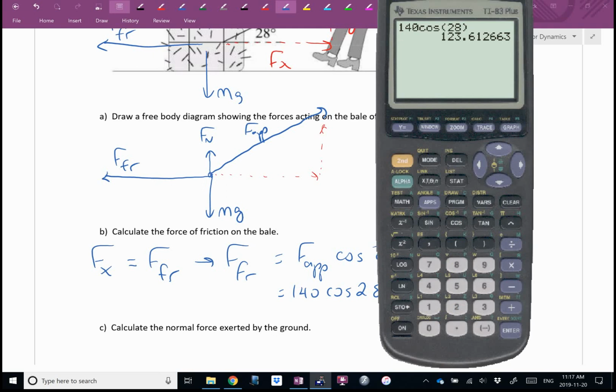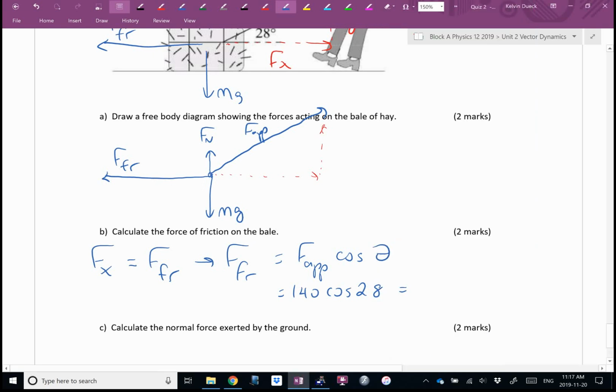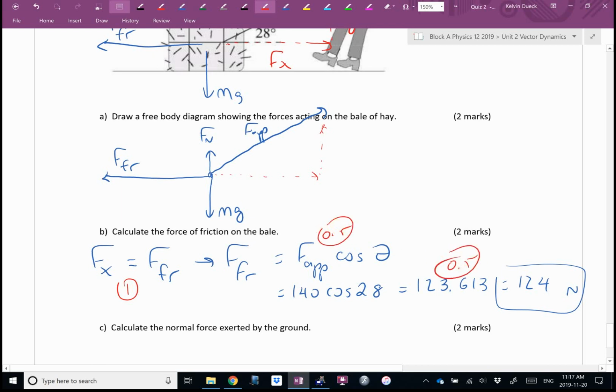I'm going to write 124, but I'm going to store this on my calculator. Actually, I'm going to write this out and then I'll round off. 123.613, which is 124 newtons. If you got that, I would give you 2 out of 2. Otherwise, I would give you 1 mark if I saw that you had that aha moment. I would give you a half mark for bringing in the cosine and then a half mark for the answer.